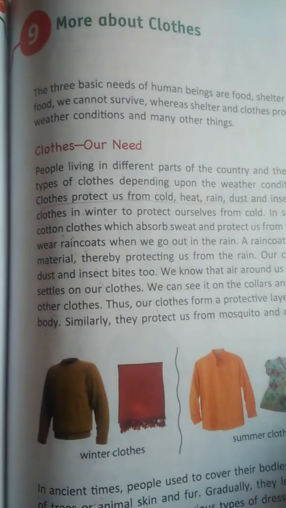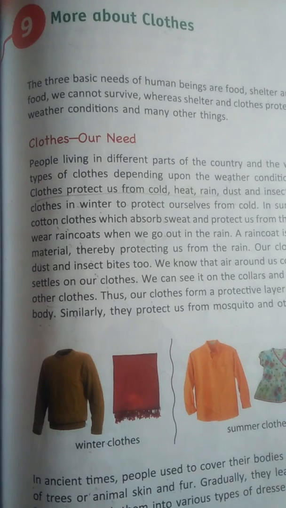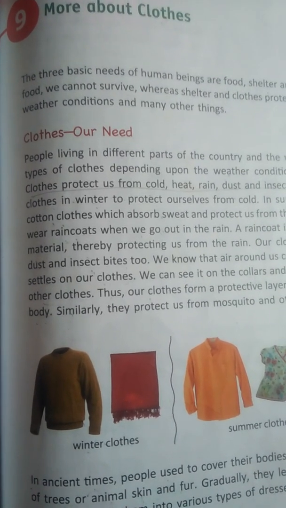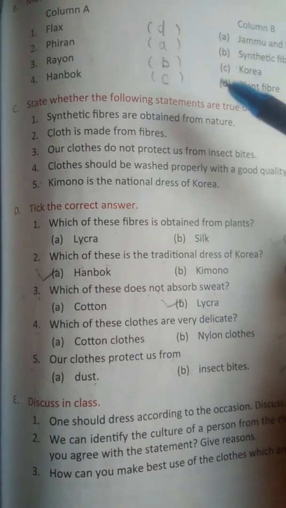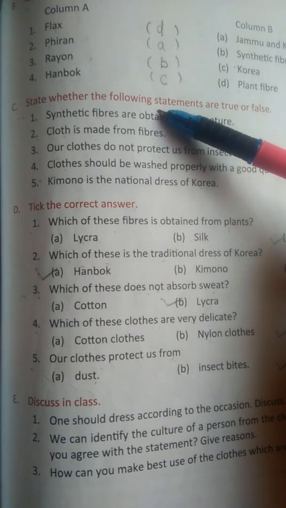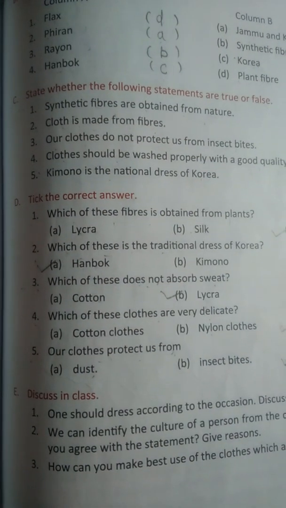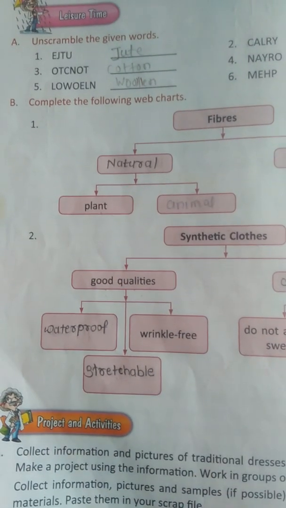Then lesson number 9, More About Clothes. We have to know that we wear different types of clothes. In this chapter you have to do the revision of question number C, true and false, and question number D, tick the correct answers. Then revise the unscrambled words and their web charts.